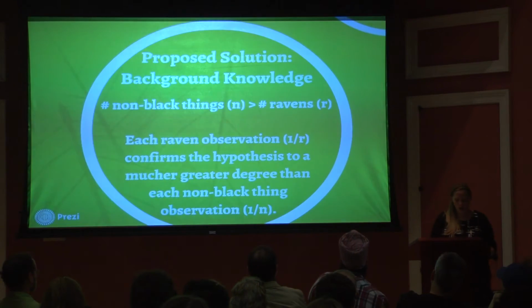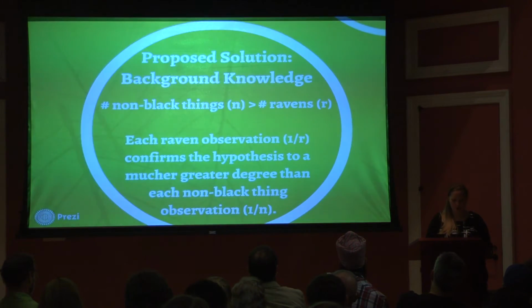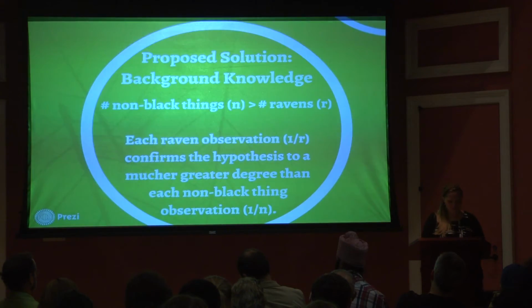So the solution says, yes, a white shoe does confirm the hypothesis that all ravens are black, but that doesn't mean we should be doing ornithology at the mall. We're going to get way more confirmation from checking ravens than from checking non-black things. This explains why it sounds so preposterous to say that a white shoe confirms the raven hypothesis, because checking white shoes to learn about ravens is a huge waste of time. It's a terrible strategy, so we should stick with the more traditional methods of learning about ravens. This is a pretty good shot, I think, at solving the puzzle.